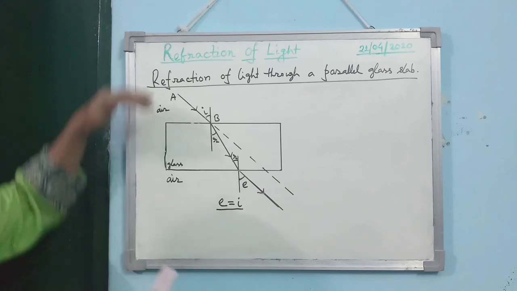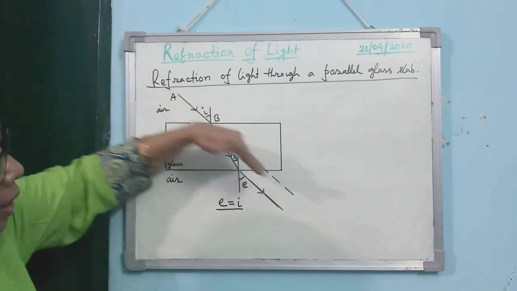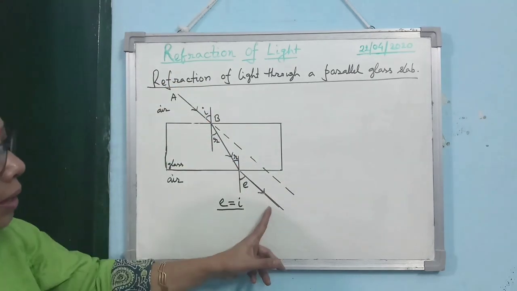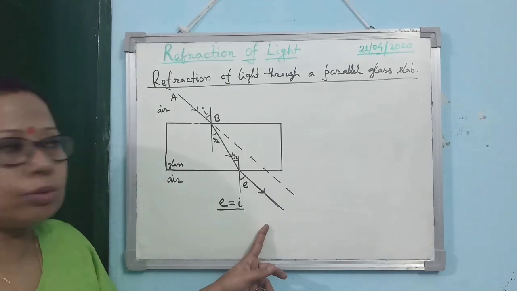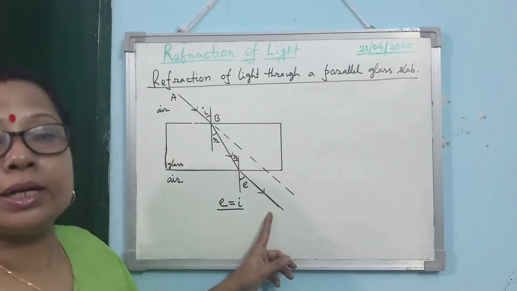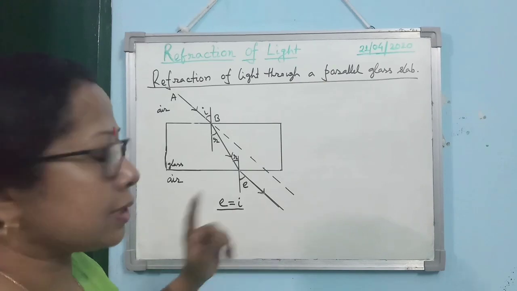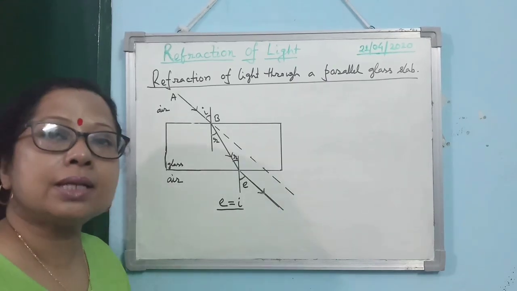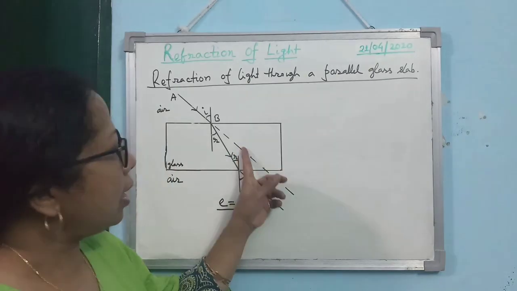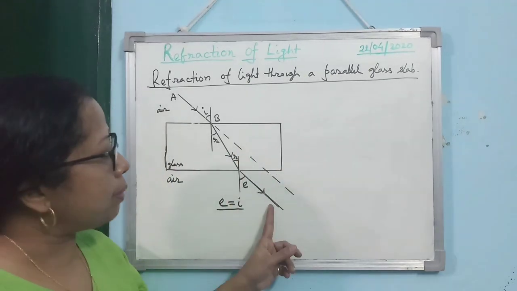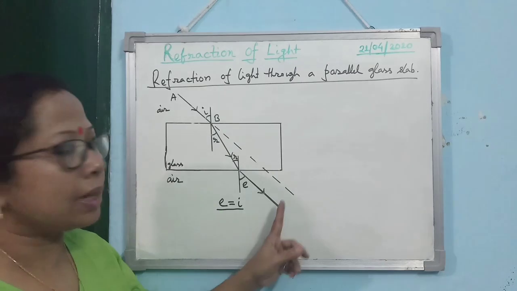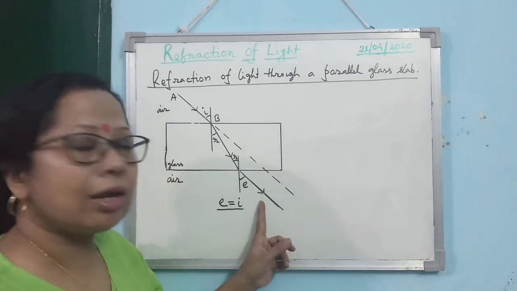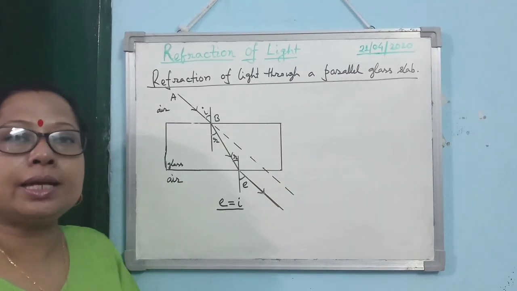Look at this diagram. This is the incident ray and this is the emergent ray. They are parallel to each other. So if I ask you how much is the deviation, what is the angle of deviation in this case? It is 0. Why? What is the angle of deviation? The angle between the original path and the final path. Here the original path and final path are parallel to each other. So the angle of deviation is 0.